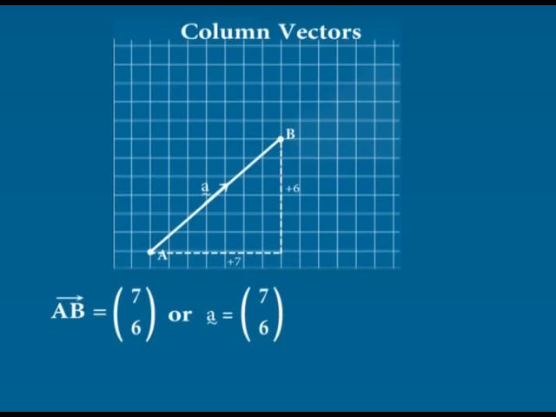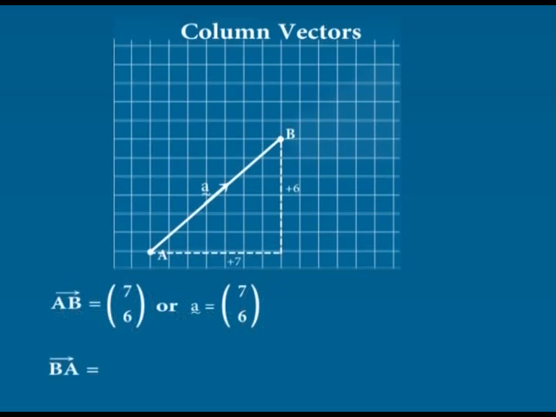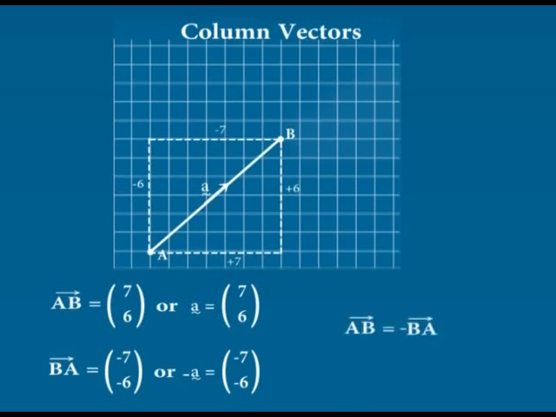We can also describe movement from B to A, or BA. That is 7 units to the left and 6 downwards. And so BA is equal to (-7, -6), or negative AB is equal to (-7, -6). This confirms that AB is equal to -BA.